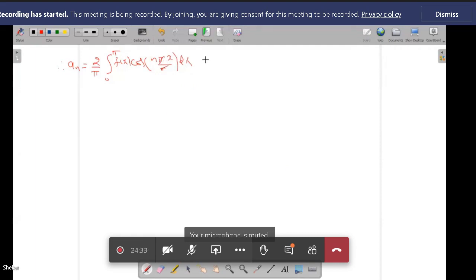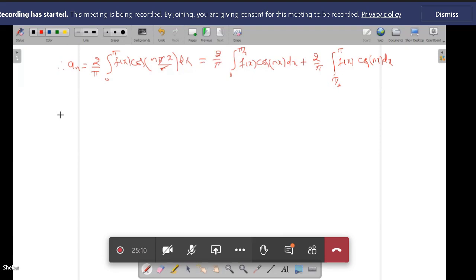Now since we have the function f of x piecewise, I can write 2 by pi integration from 0 to pi by 2 f of x into cos nx into dx, plus 2 by pi integration from pi by 2 to pi f of x into cos nx dx. Now I need to substitute the function value in the interval 0 to pi by 2 and pi by 2 to pi, and later we need to integrate.